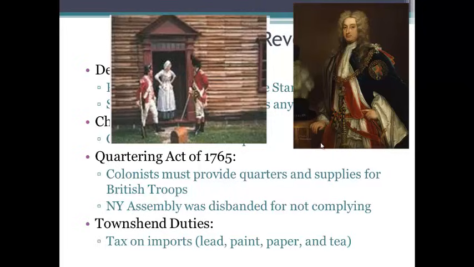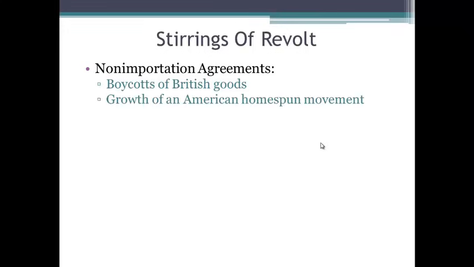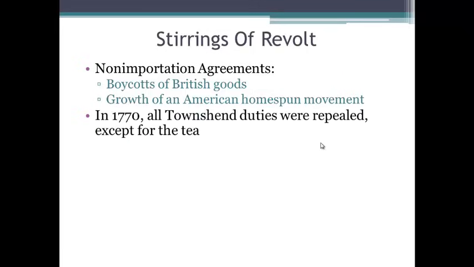The Townsend Duties were named after Charles Townsend. This was a new tax on imports such as lead, paint, paper, and tea. And this tea one is just going to stick around for a little while. So we have something called Nonimportation Agreements, and this is why the Stamp Act Congress was so successful. This was essentially a boycott of British goods, and this led to a growth of the American homespun movement, where Americans made their own clothing, and industries began to develop in America as a result. In 1770, all the Townsend taxes were repealed except for the tax on tea.